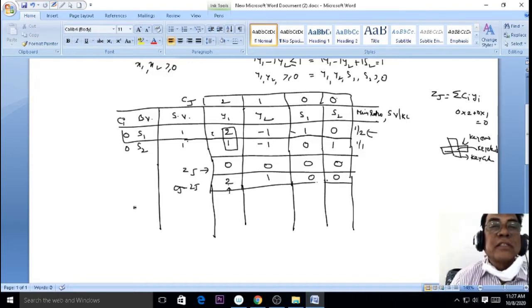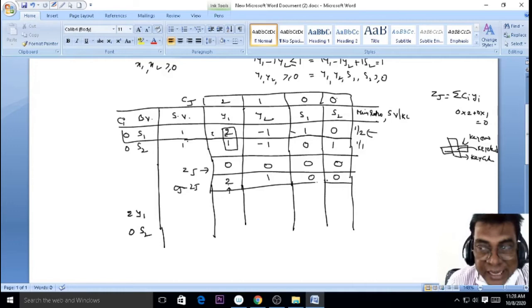It means 0 S1 and the key column here is there, the intersection. So first you remove 0 S1, write down 2Y1. This is called 0 S2 as it is, because there is no key row here. Next, what is the next? Take the key element value. Take the key element value. Divide it into all elements which are present in the key row.